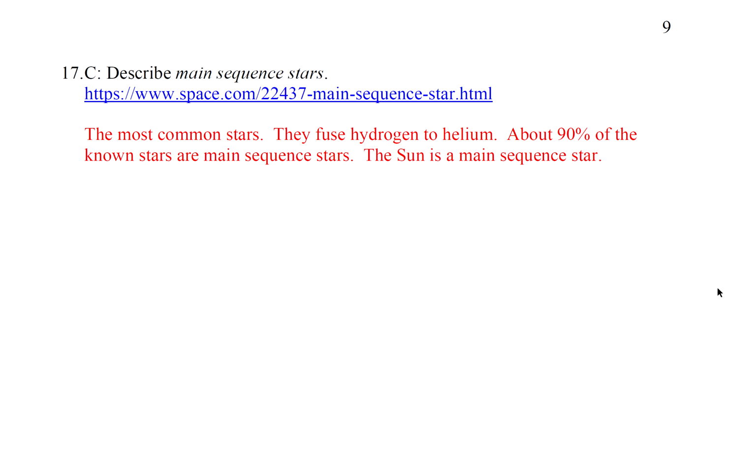Question 17, describe main sequence stars. These are the most common stars. They fuse hydrogen to helium. About 90% of the known stars are main sequence stars. The sun is a main sequence star.